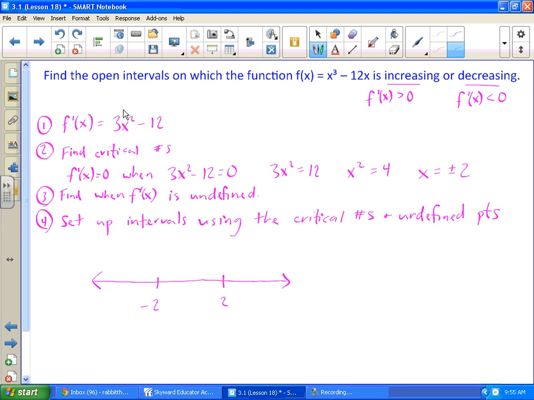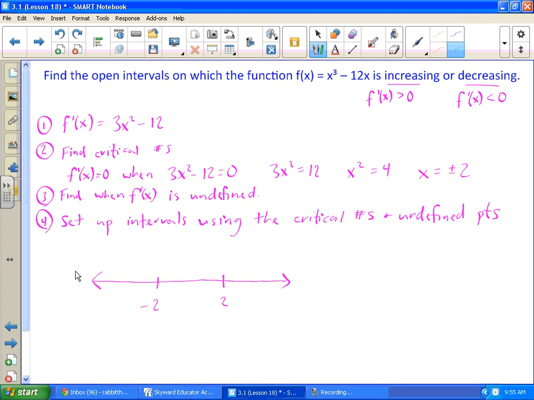It would be undefined if I had this over x, or there's something in the denominator. I would set the denominator to 0. So I would say it'd be undefined at 0 if this was the case. Do you see that? Okay. Now with this one, there's no denominator, so you don't have to worry about it. Okay, so we set up intervals. These are my intervals: -∞ to -2, then -2 to 2, and 2 to infinity.